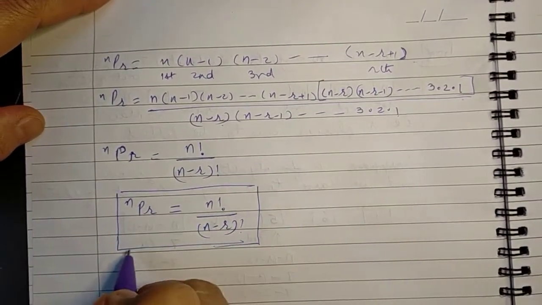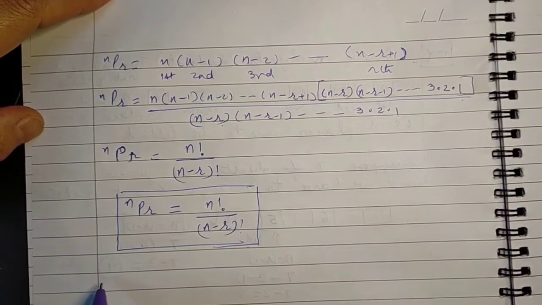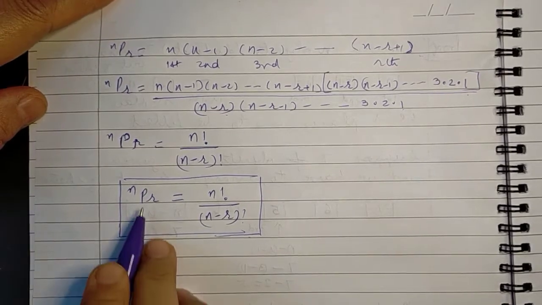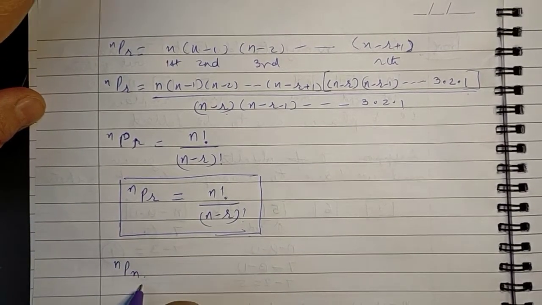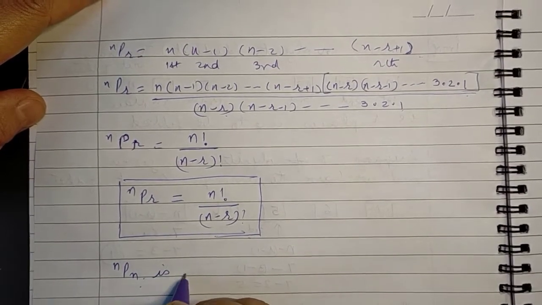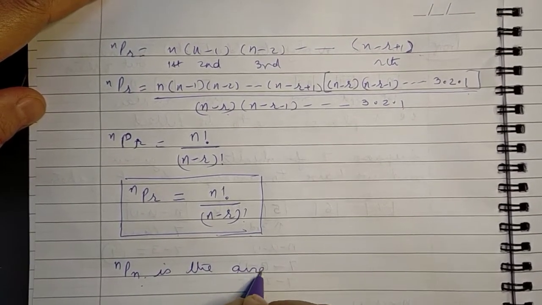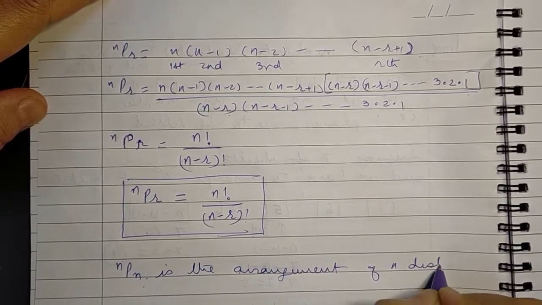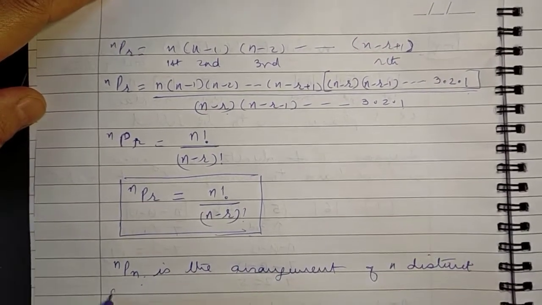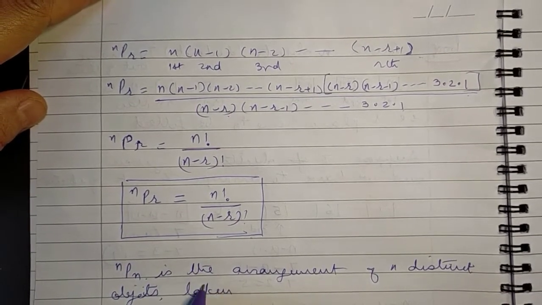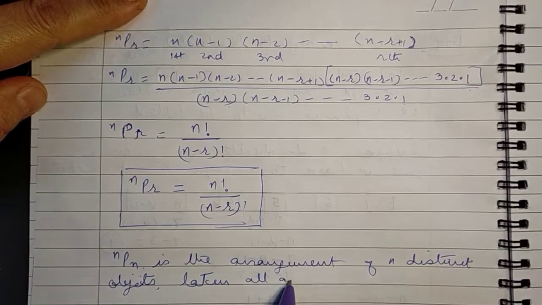Now let's find some particular values of this. Suppose we have to find the meaning of nPn. By definition, nPn is the arrangement of n distinct objects taken all at a time.